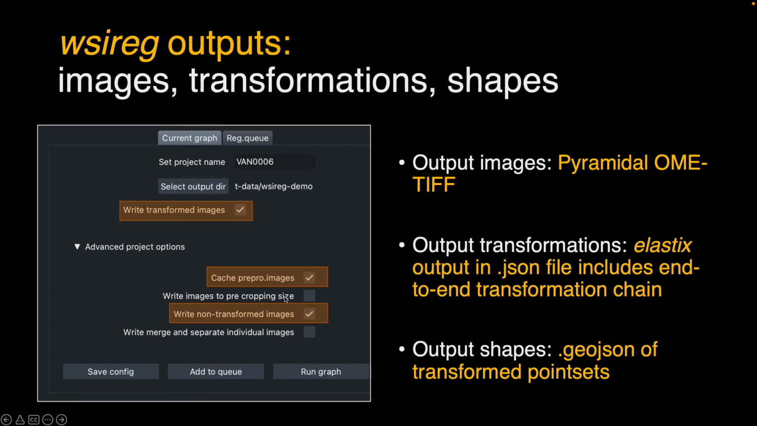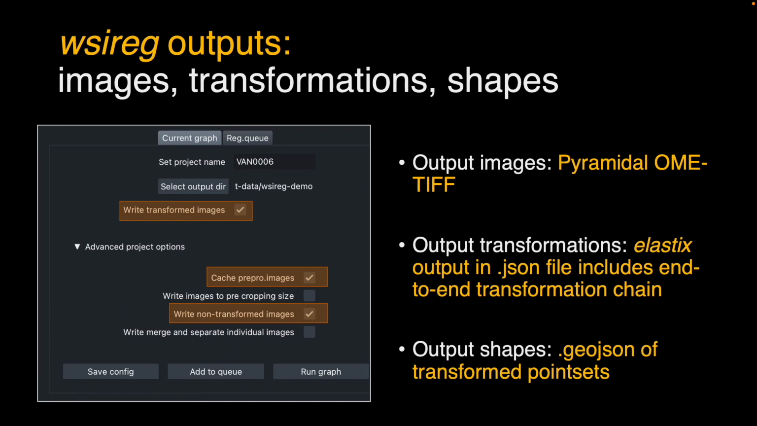Writing images to a pre-cropping size: if you're using masks and you crop the image, that may help with the alignment, but you may want to output the final version of that image, and what's registered to that image, at the pre-cropping size. This basically takes that cropped image and goes back to the original size, the original dimensions of the image.